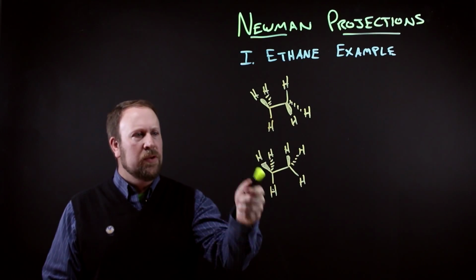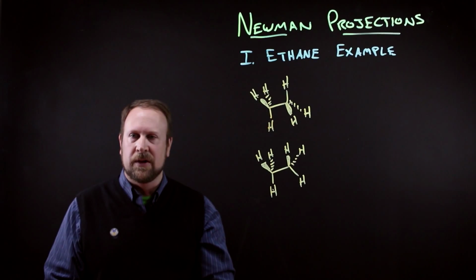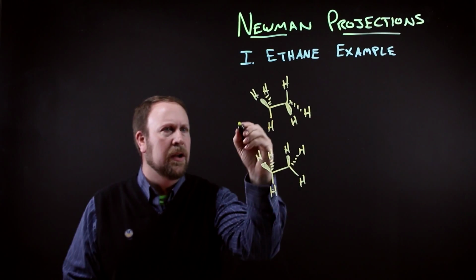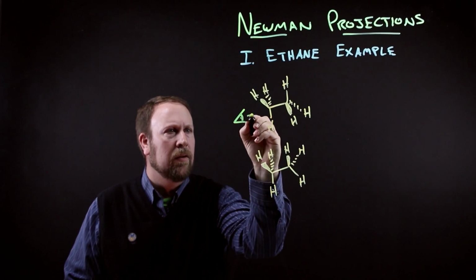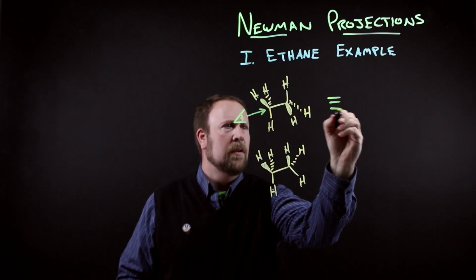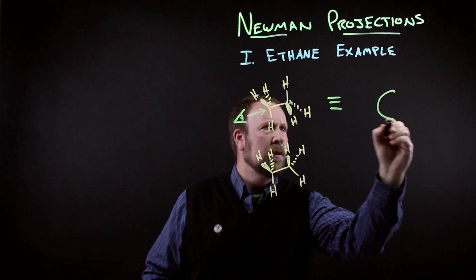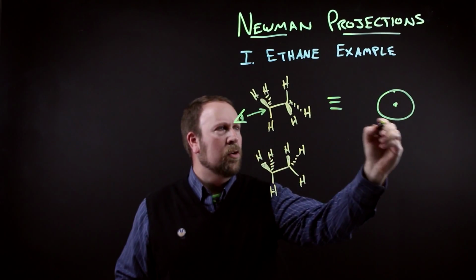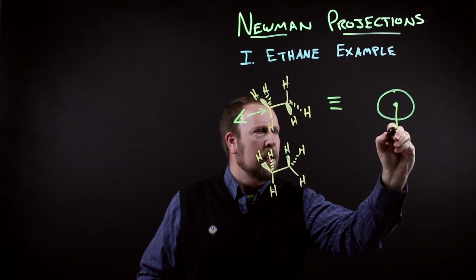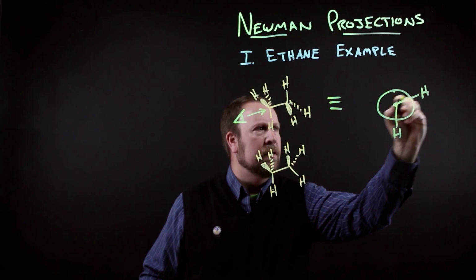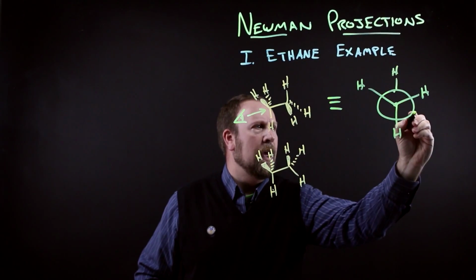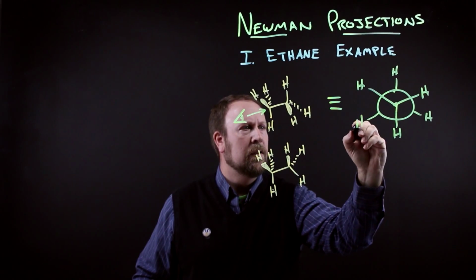So here I've shown two different structures or conformations of ethane. And what we're going to do to draw the Newman projection is we're just going to sight down that carbon-carbon bond. So in this first example, if we were to draw the Newman projection, the circle represents the back carbon, the dot represents the front carbon. On that front carbon we have 3 hydrogens. And on the back carbon, we also have 3 hydrogens.